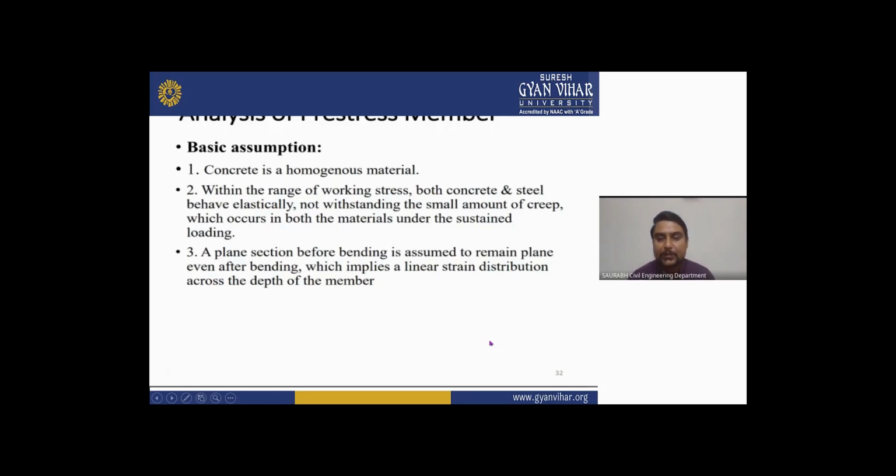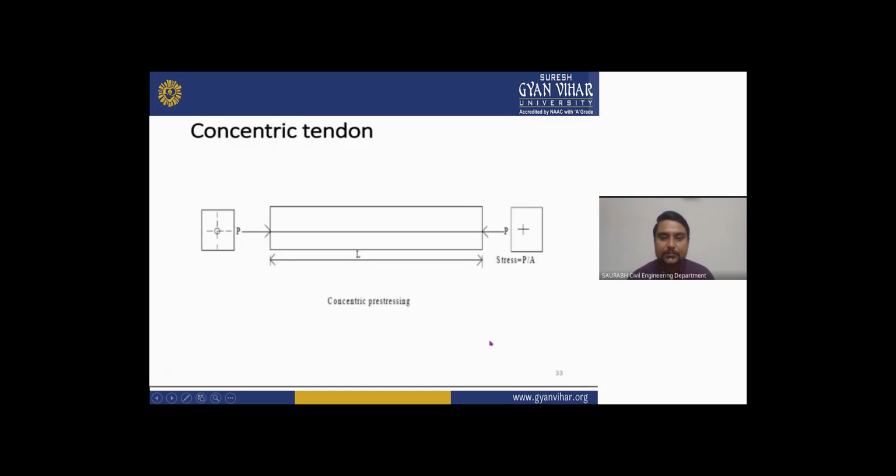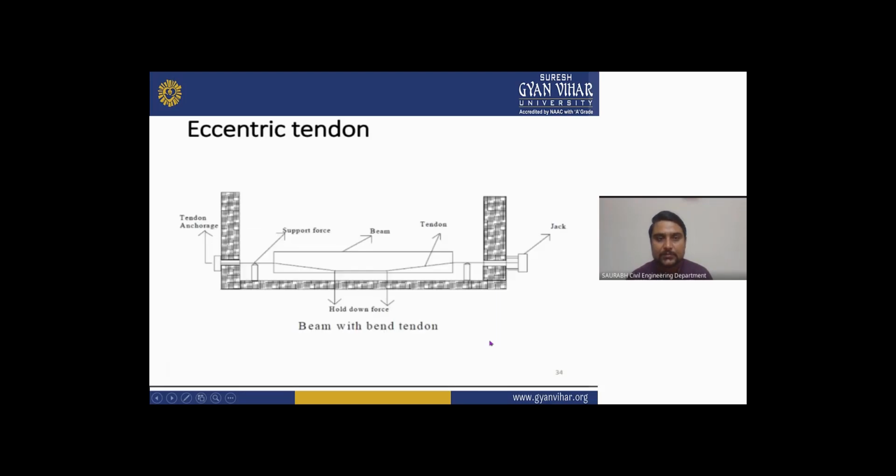Third, plane sections before bending are assumed to remain plane even after bending, which implies a linear strain distribution across the depth of the member. Now you can see this is a concentric tendon, and there is also concentric prestressing. This is your eccentric tendon.